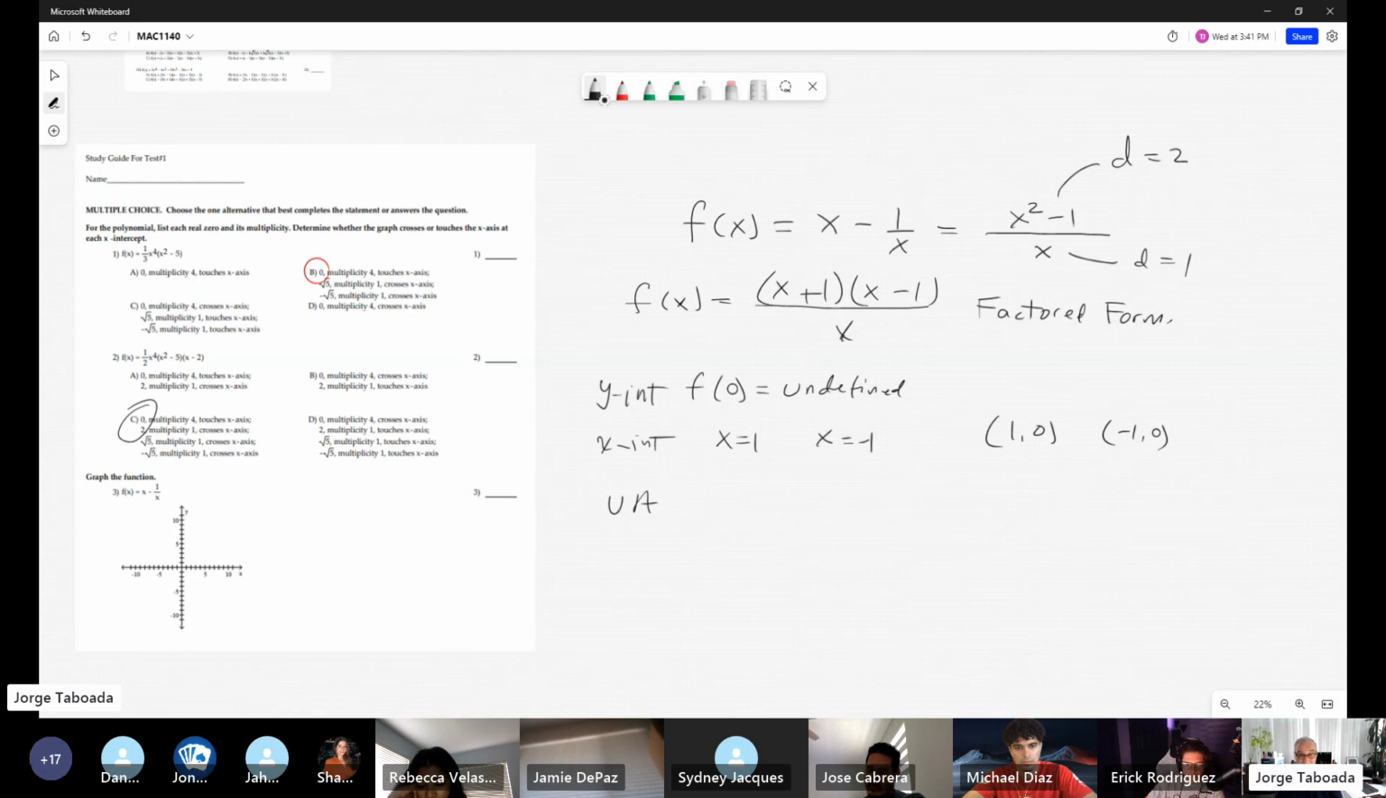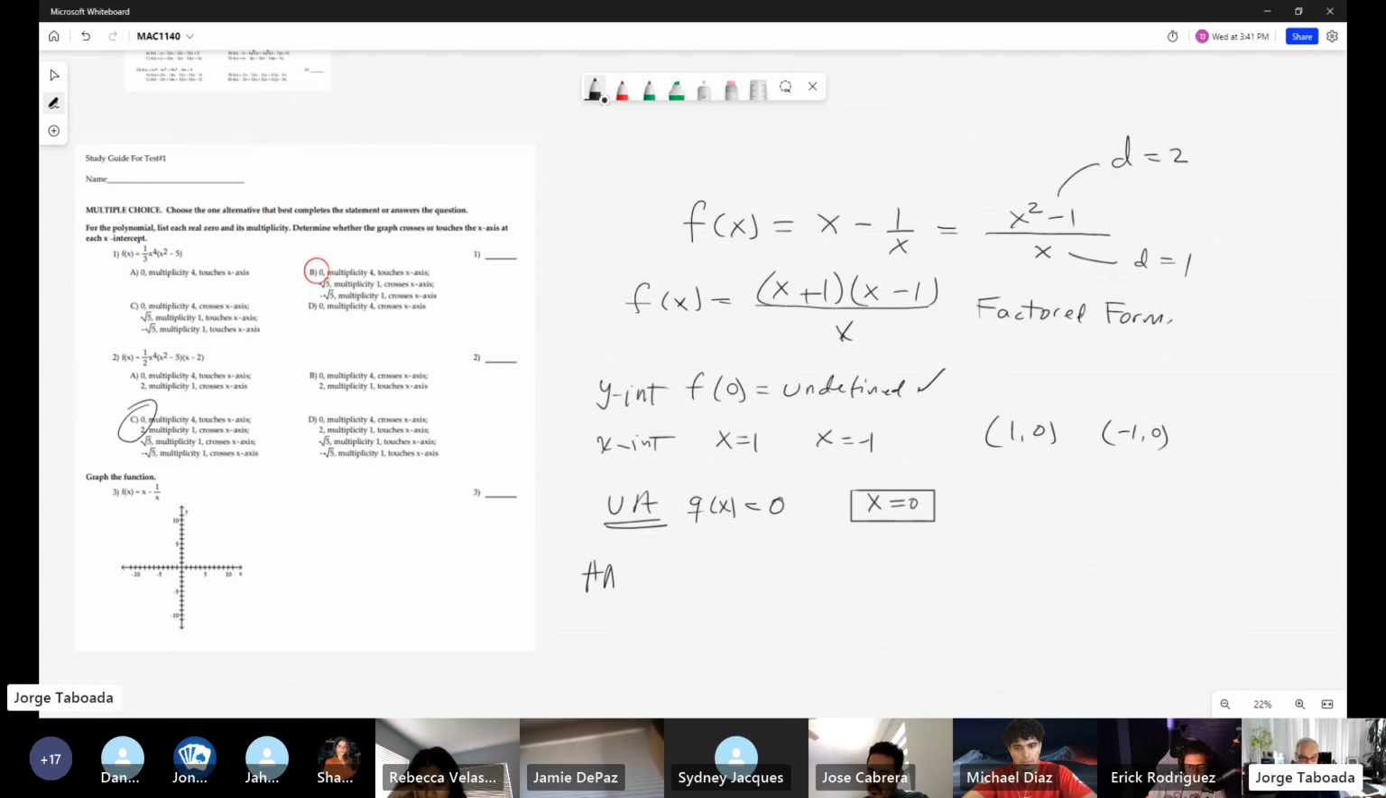What about the vertical asymptote? Remember, what is the formula? The formula is Q. And who's Q? The polynomial at the bottom, which is x. So x equals 0. Okay, so I understand now that at 0 it is undefined because it's a vertical asymptote.